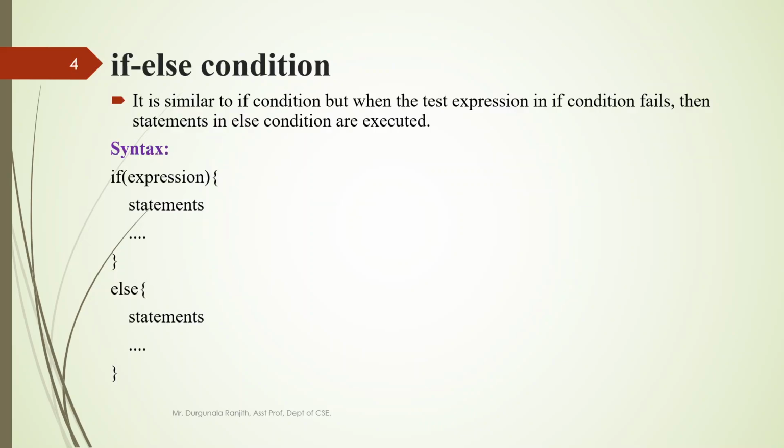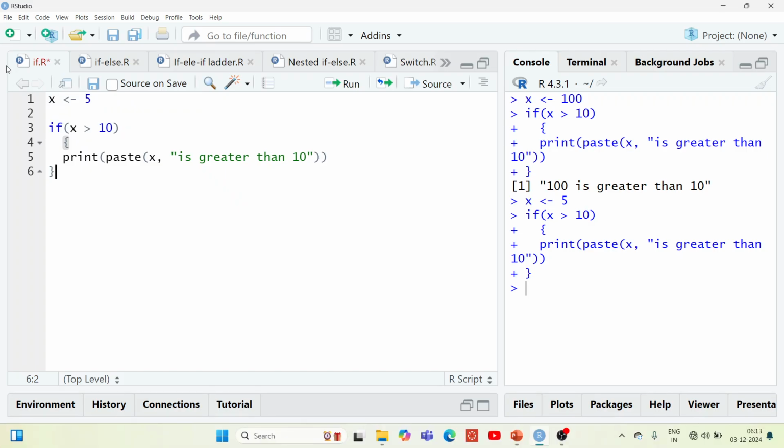Now let's see the next one, the if else condition. If the expression is true, then the if statement will execute. If the expression is false, then the else statement will execute. In the previous example, if the expression is false, it comes out of the if and does not execute any other statements. But here, if the if expression is false, then it goes to the else statements, and the else statements will execute. Now let us understand with a program.